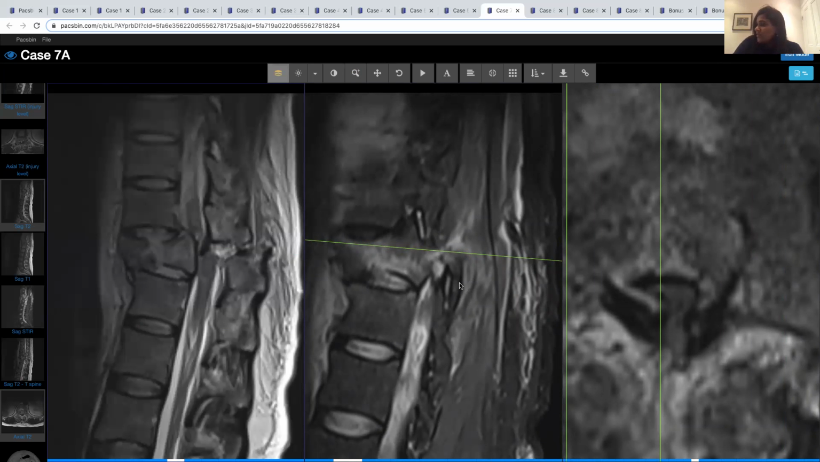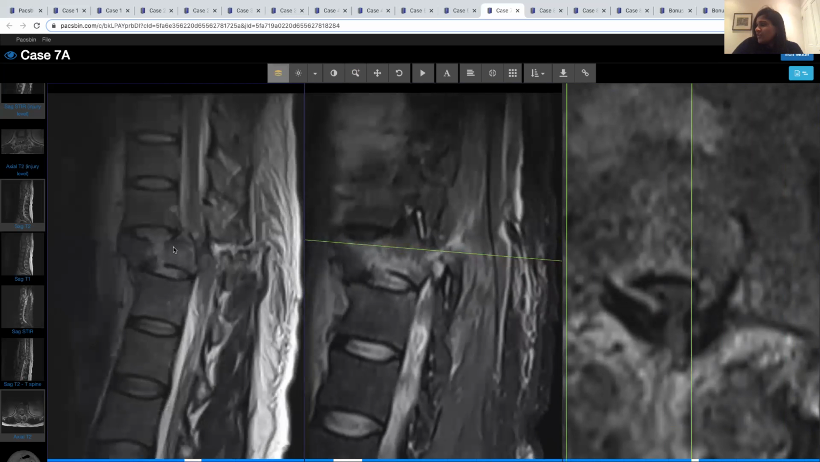So I think this was a good one to show the various ligamentous disruptions. Also here you can see that there's clearly a discal injury at both these levels. The disc has been disrupted with herniation of this material through into the fracture site.